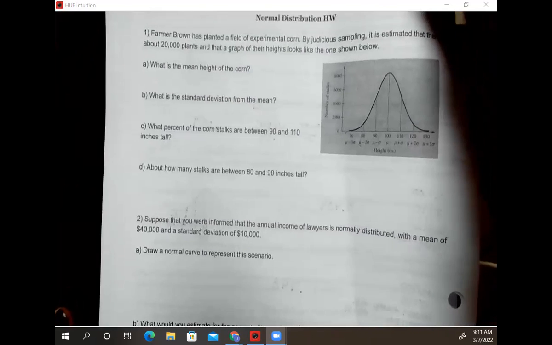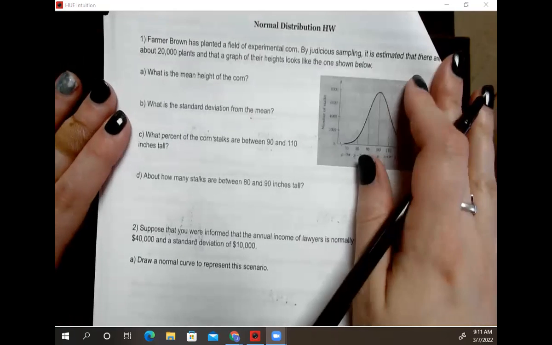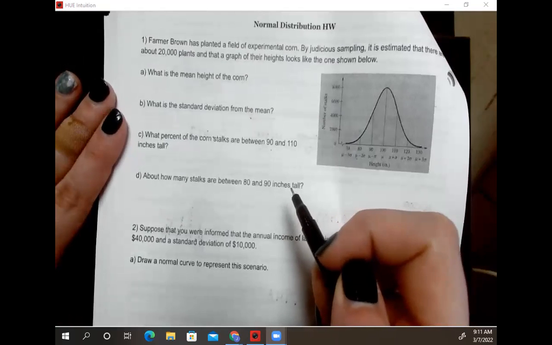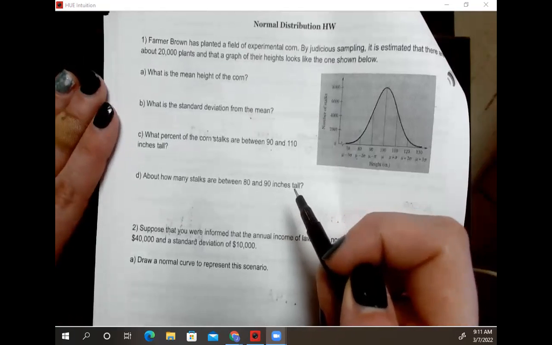So on page 24, we're going to work through some example problems. Let's scoot this up here a little bit. And let's start with number 1. Number 1 says, Farmer Brown has planted a field of experimental corn. By judicious sampling, it is estimated that there are about 20,000 plants and that a graph of their heights looks like the one shown below.